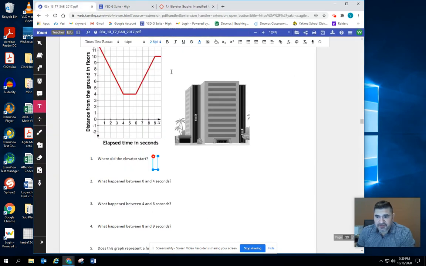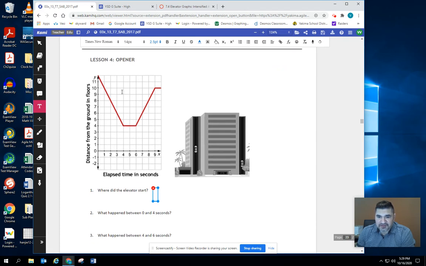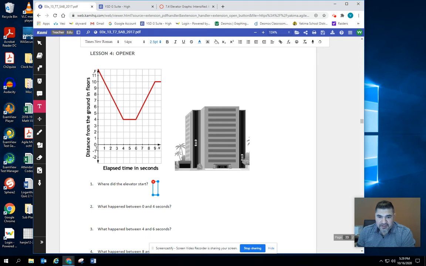In your workbook, this is page 299. Okay, elevator graphs. Here's our opener. We have a graph here. We have elapsed time in seconds. We also have distance from the ground in floors. So the y-axis here represents a distance measured in floors, and the x-axis measures seconds in time. So let's go ahead and answer these questions.